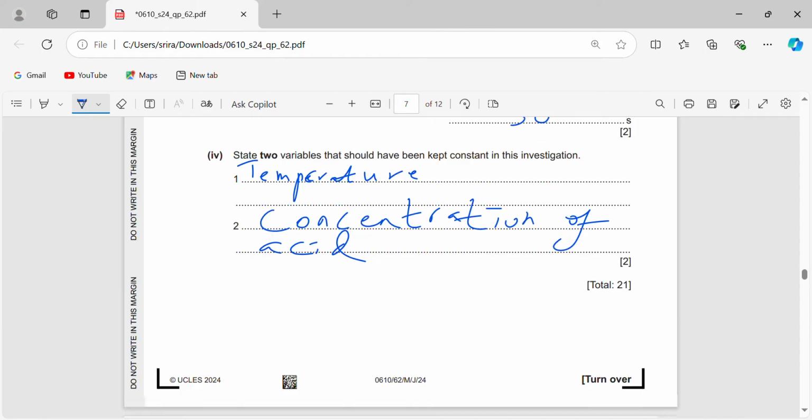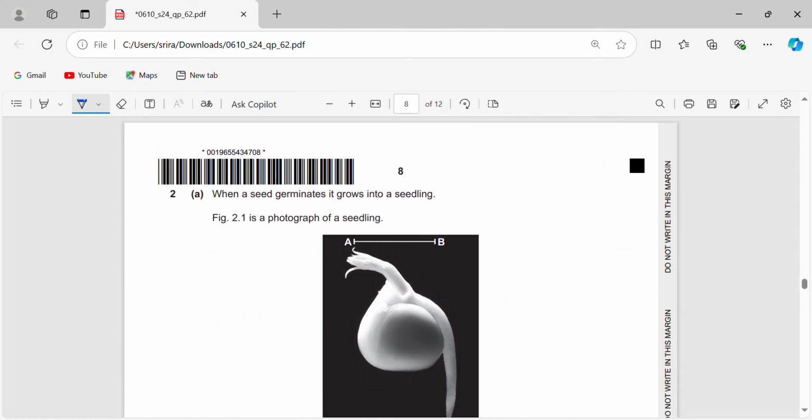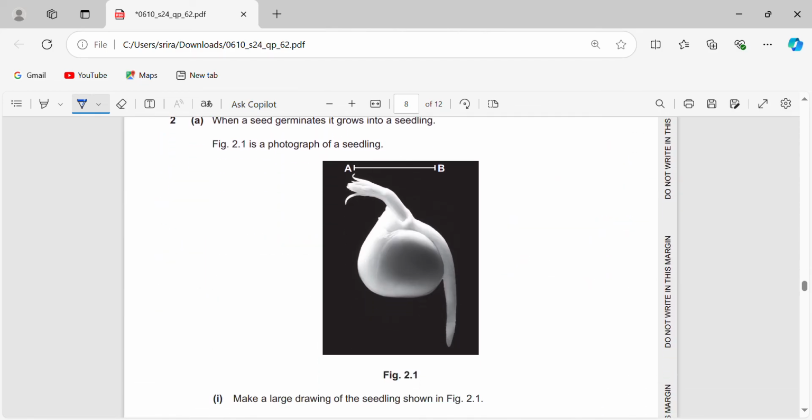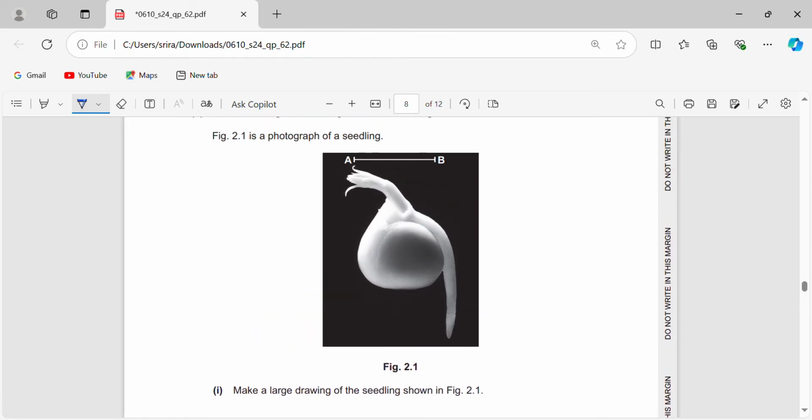Keep on moving. We're going faster. Okay, so now we've reached the second question. We're finally done with those agar experiments. Now we have a drawing to do here. For drawing, I'll just give you some general tips. Always try to draw 2 times the size of the drawing they've given.